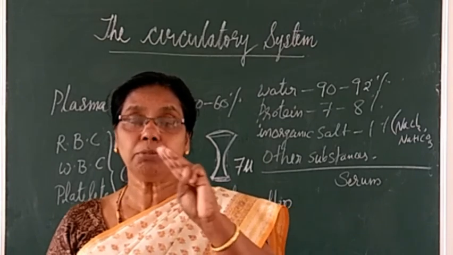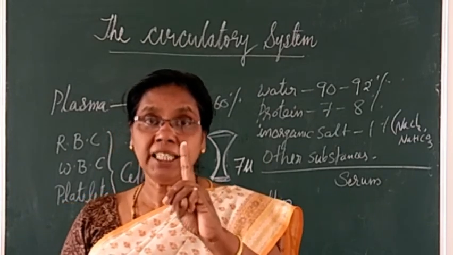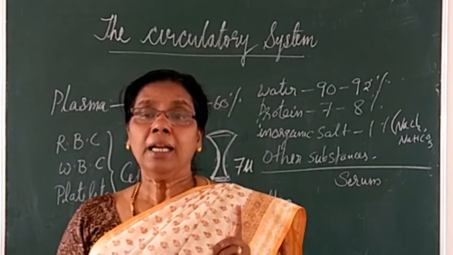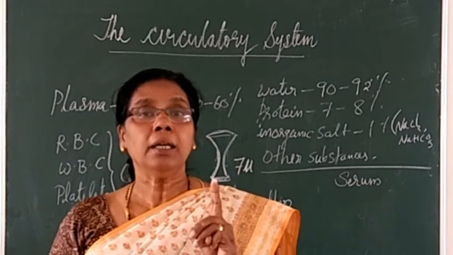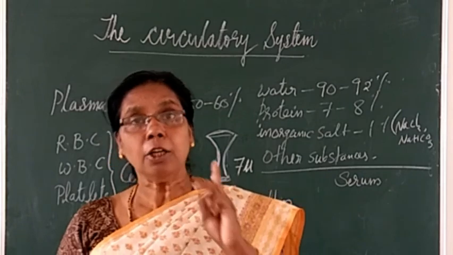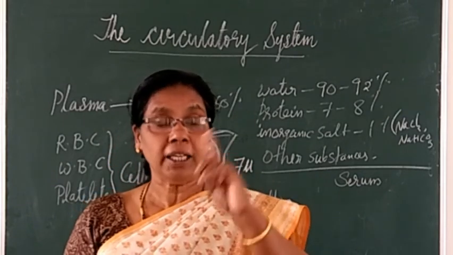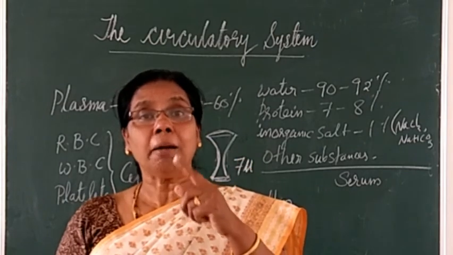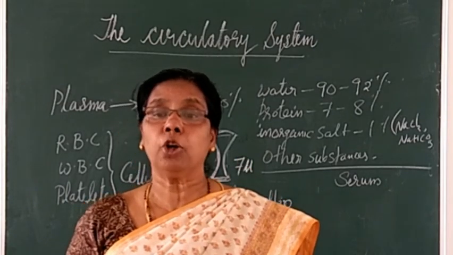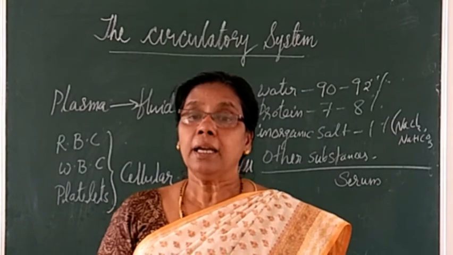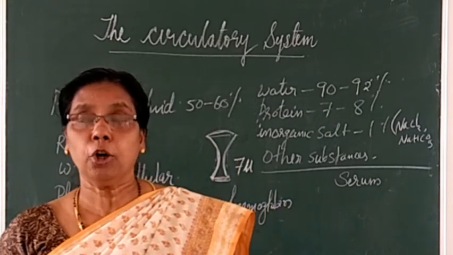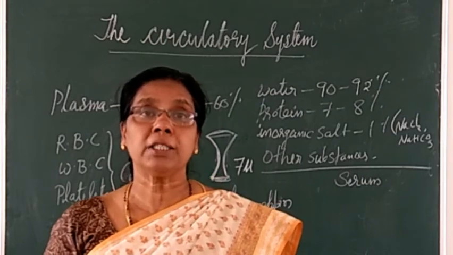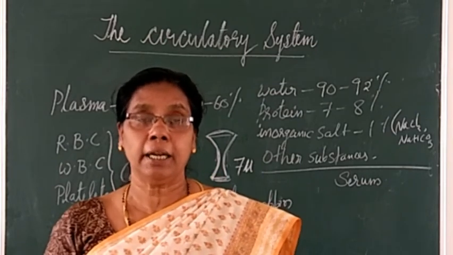Carboxyhemoglobin. So three terms you are studying. One is oxyhemoglobin, that is hemoglobin with oxygen. Then carbaminohemoglobin, that is carbon dioxide with hemoglobin. Then the third one, carbon monoxide with hemoglobin, is called carboxyhemoglobin.